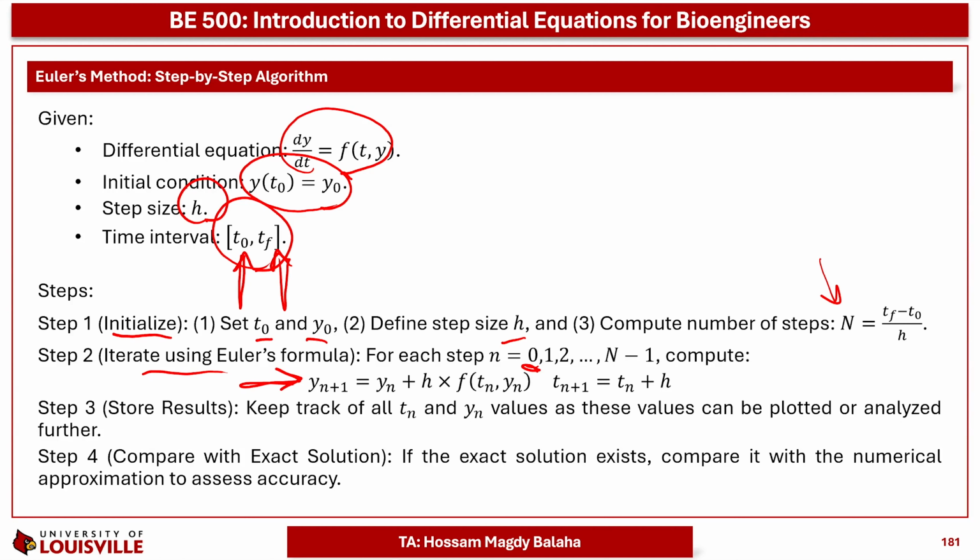After that, we will keep track of all Tn and Yn values, as these values can be plotted and analyzed further. And also we can use these values to compare with the exact solution. So if the exact solution exists, we can compare it with the numerical approximation to assess accuracy. Simply, we can plot each of them, calculate the error between the different points, and we can say that the Euler method in that example has an error of a certain value.